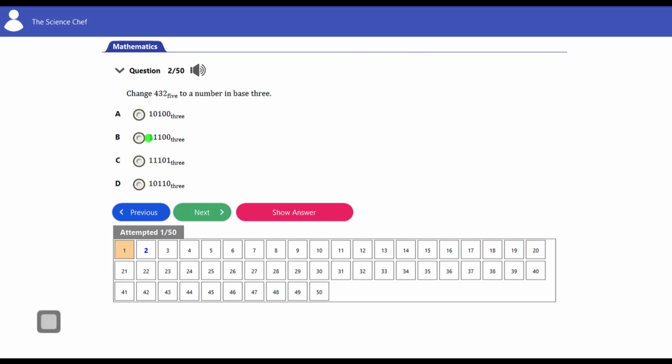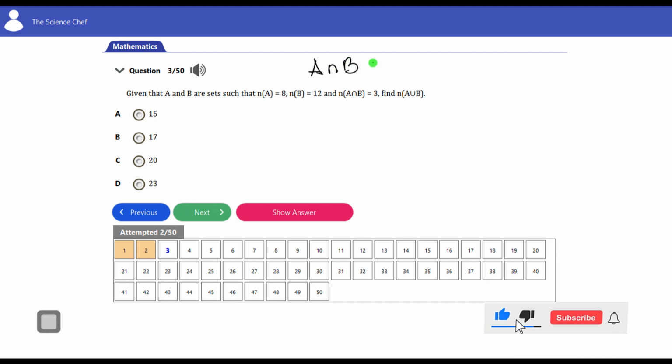So that gives us option B. Question 3. Given that A and B are sets such that the number of elements in A is 8, the number of elements in B is 12, and the number of elements in A intersection B is 3, find the number of elements in A union B. Now, what's the meaning of A intersection B? A intersection B means those elements that are in both A and B, those elements that are present in set A and also present in set B.